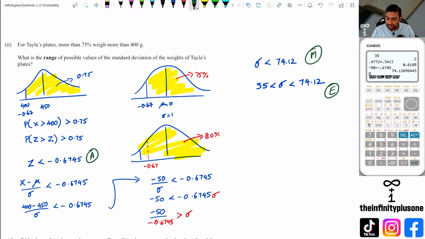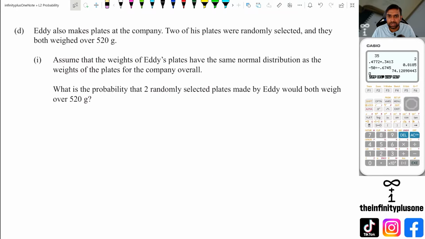All right, so next question. The next question is: two plates were randomly selected and they both weighed over 520, and so on. Assuming the weights have the same normal distribution as the company.